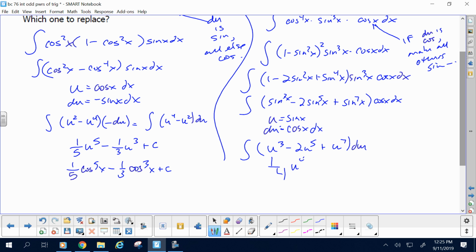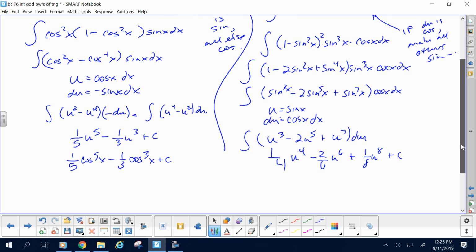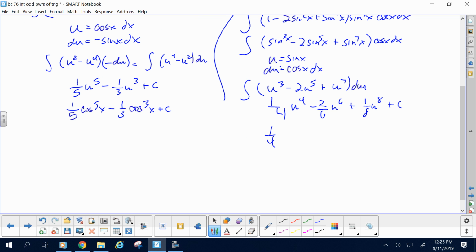1/4 u to the 4th minus 1/3 u to the 6th plus 1/8 u to the 8th plus c. At the end of the day then, 1/4 sine to the 4th minus 1/3 sine to the 6th plus 1/8 sine to the 8th plus c.